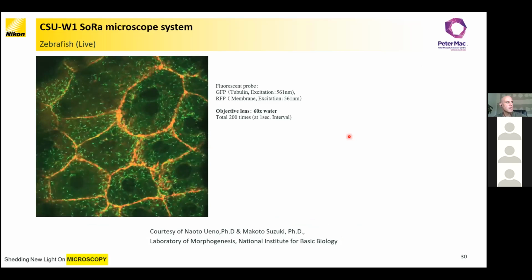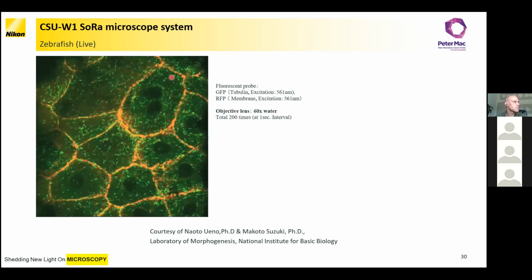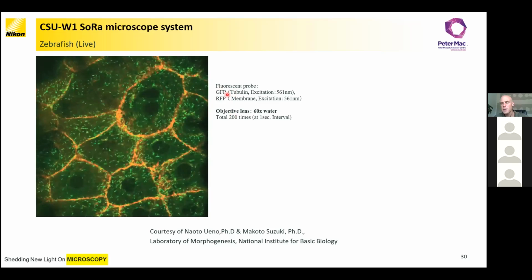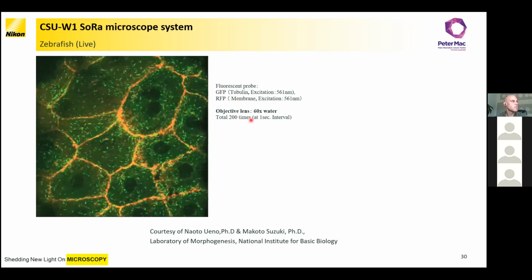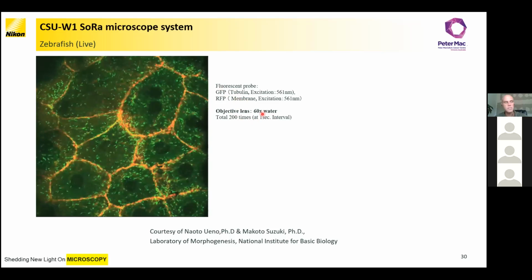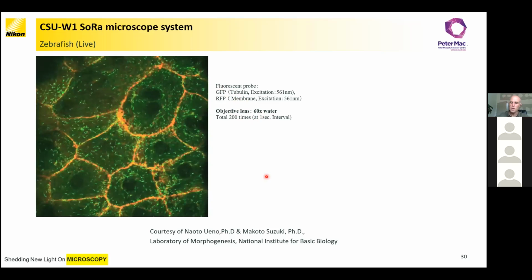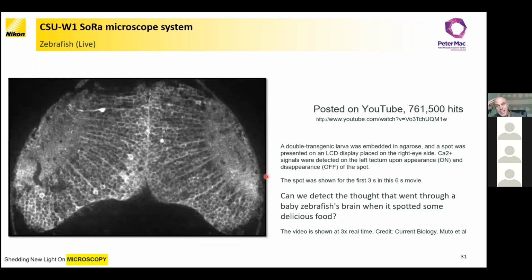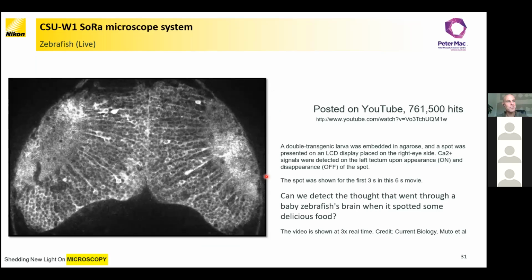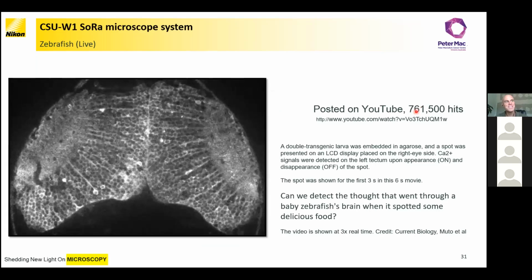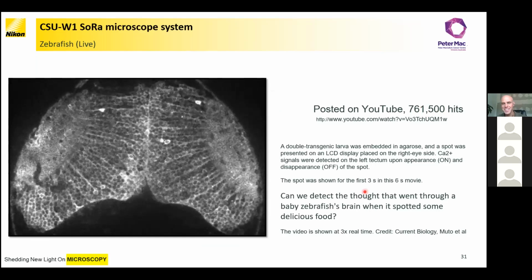What this can then lead to is live imaging of the sample. So what we have here is twin color imaging of a zebrafish throughout a time period. So 200 times at 1 second interval. So here's 200 seconds of a zebrafish's life captured live on a spinning disc system. This sort of science really captures the imagination of the general public. So this is something that was hosted on YouTube, and as of last night, I checked, 761,000 hits. The number of hits has gone absolutely mad, and it's really quite incredible.